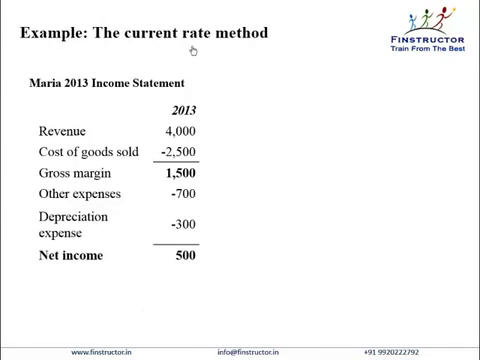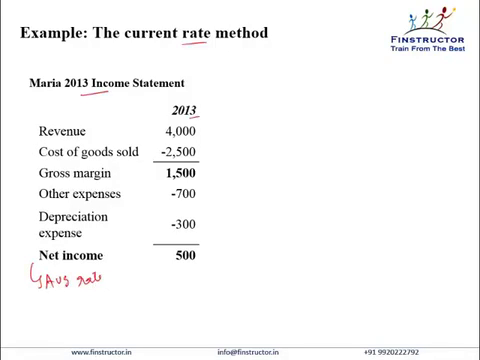So let's apply the current rate method and convert all of the statements from the British pound to the US dollar. We will start with the income statement first. So for 2013, the revenue was $4,000. COGS, gross margin, other expenses, depreciation and net income are all given. So translating the income statement is simple. All items are translated at the average rate.